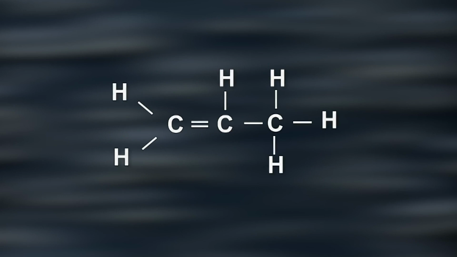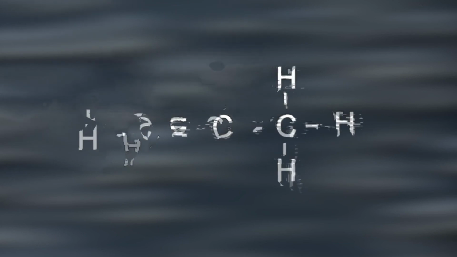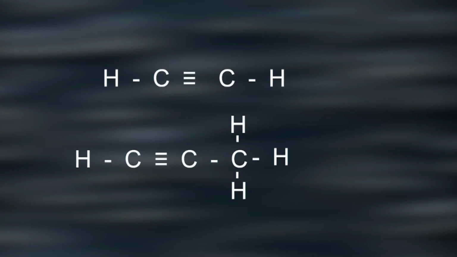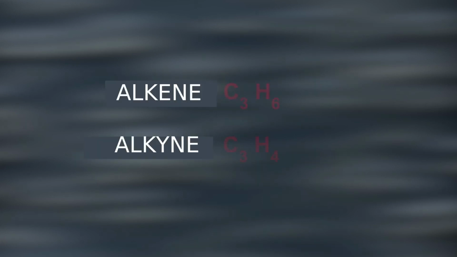Now let's examine the structure of an alkyne having three carbon atoms. What will happen if one hydrogen atom each is removed from each carbon atom connected by a double bond? When two hydrogen atoms are removed from doubly bonded carbon atoms as shown here, the double bond is changed into triple bond. Write down the molecular formula of these alkynes.